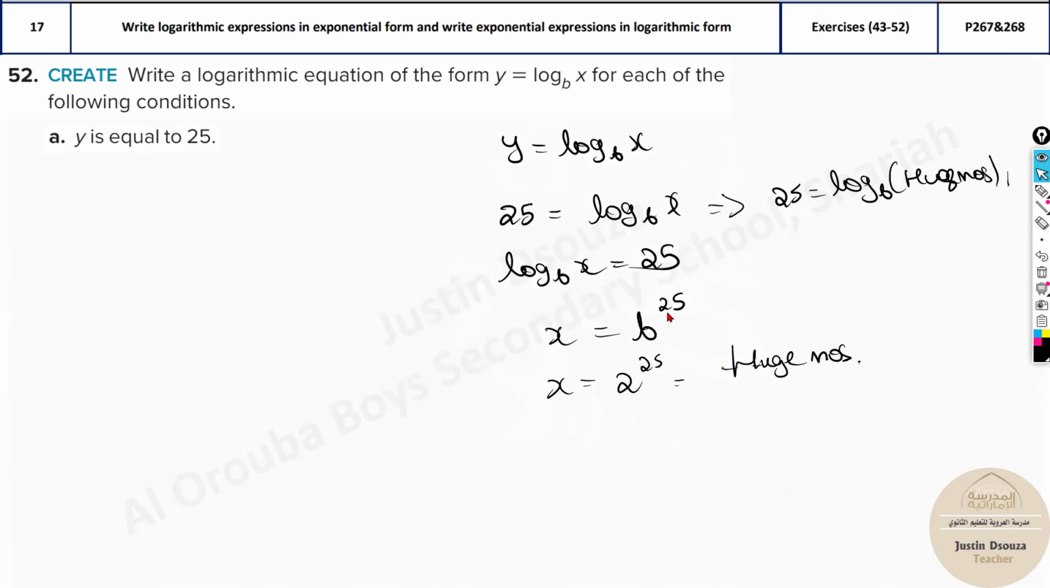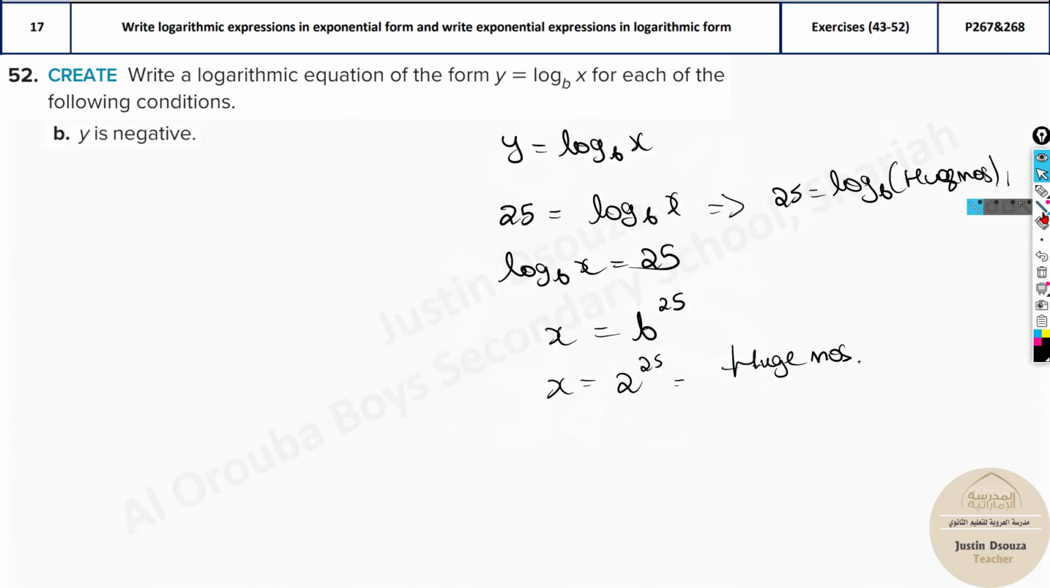But honestly speaking, if you have done this, write a logarithmic equation for each of the following conditions. This is the logarithmic equation. Sorry, this is the logarithmic equation. This should be the answer. But if you want to find some value for b, just substitute and do it. Let's see how the next problem is.